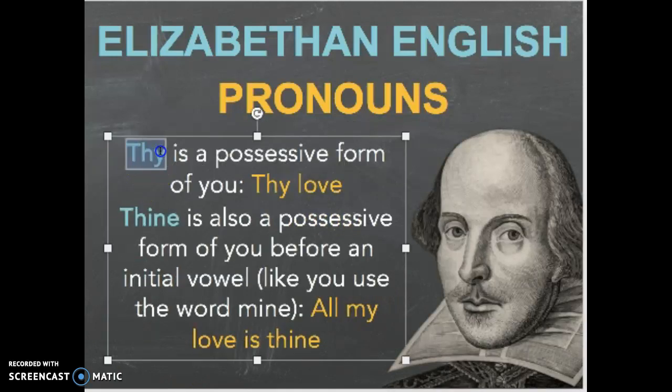Thy and thine are both possessive forms of you, okay? Thy love, your love. Thine is a possessive form of you and is used only when it is before an initial vowel. Okay, so if there's a vowel right after the word, you have to use thine. So here's a perfect example.